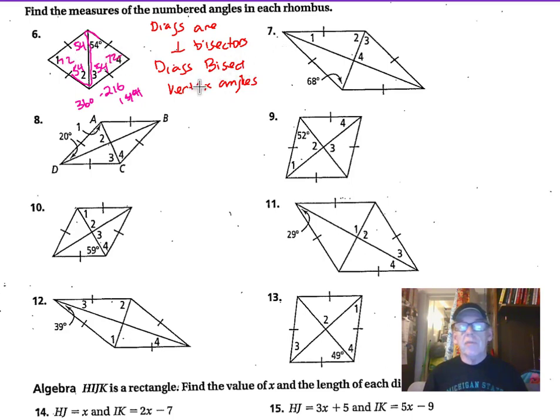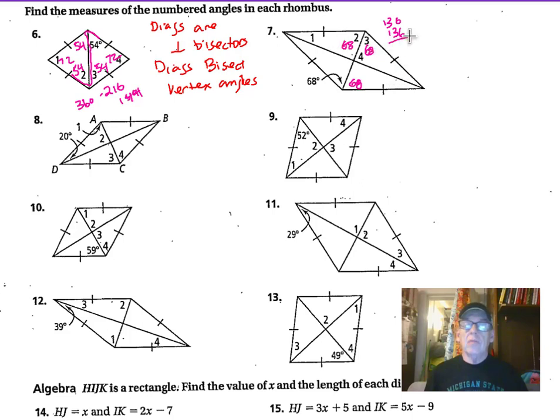Okay, let's look at number 7. This is a 68-degree angle. It's a rhombus. Diagonals bisect the vertex angles. That's got to be a 68-degree angle. Opposite angles are congruent. Or you could do alternate interior angles using the parallel sides, but 2 and 3 are both also going to be 68 degrees. Now, altogether, these two 68s add up to 136, and we've got another 136 down here at the bottom.